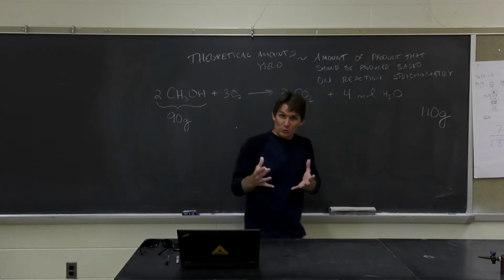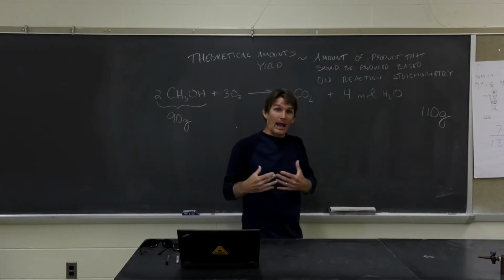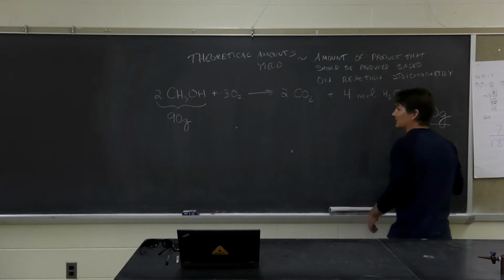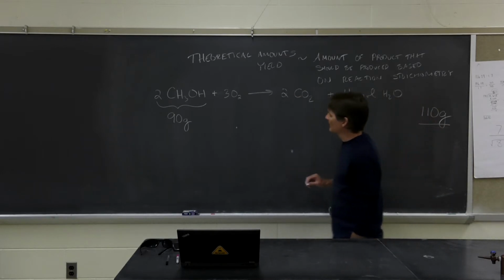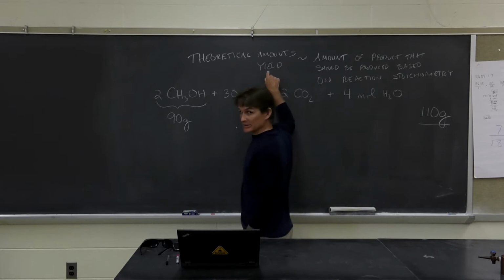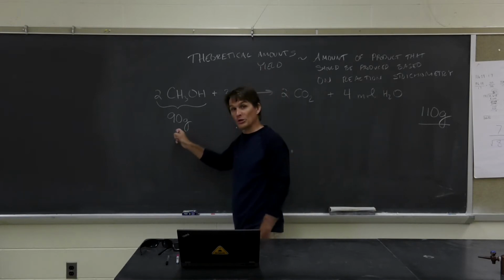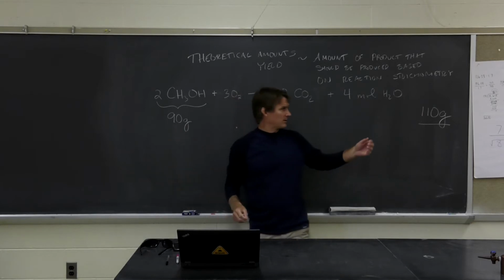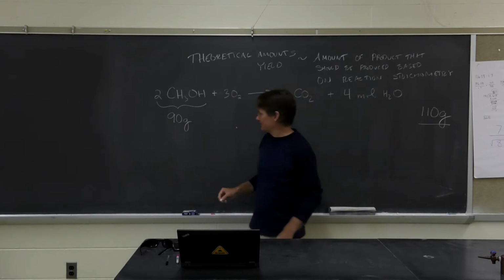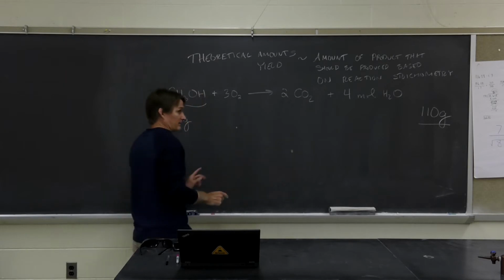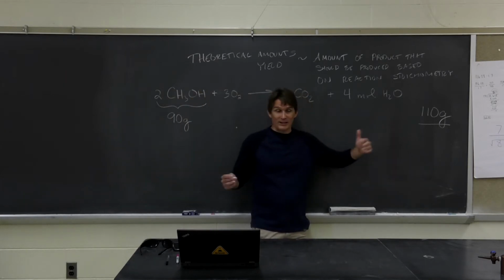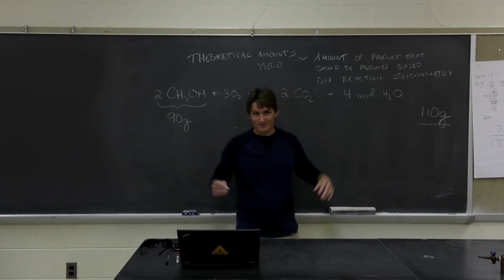So the actual amount that I collect, the actual yield of carbon dioxide, is 110 grams. That's what I actually collect. Let's see what the theoretical yield is. Let's see what I would expect to get if everything was working perfectly and I was able to capture all of the carbon dioxide. It doesn't always match what you get experimentally because we make mistakes or whatever's going on.